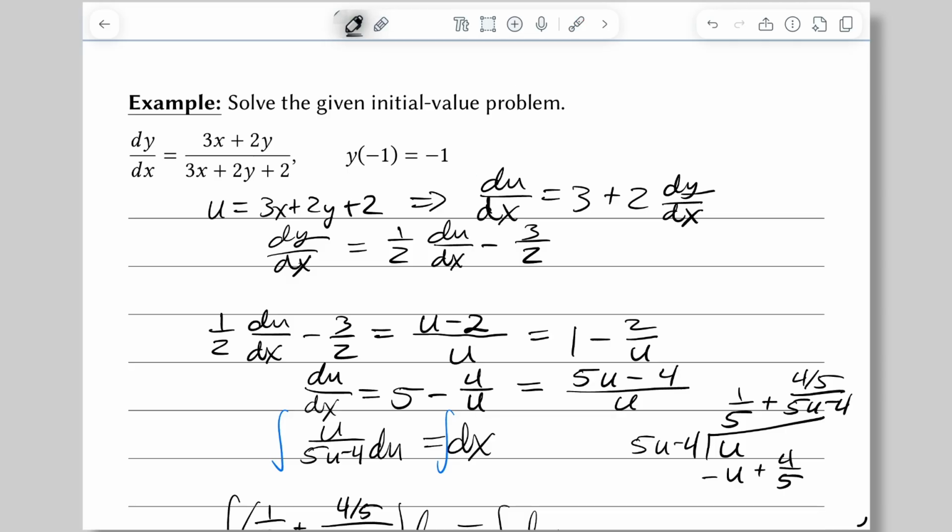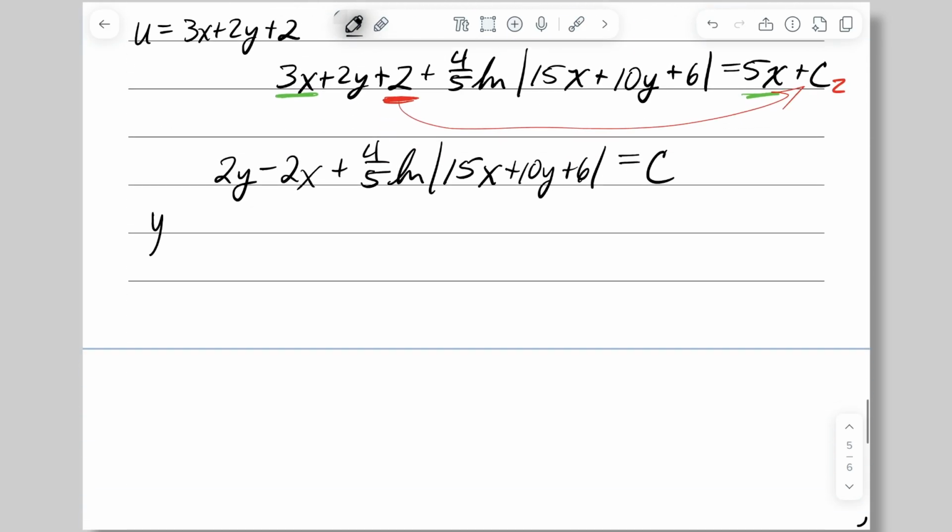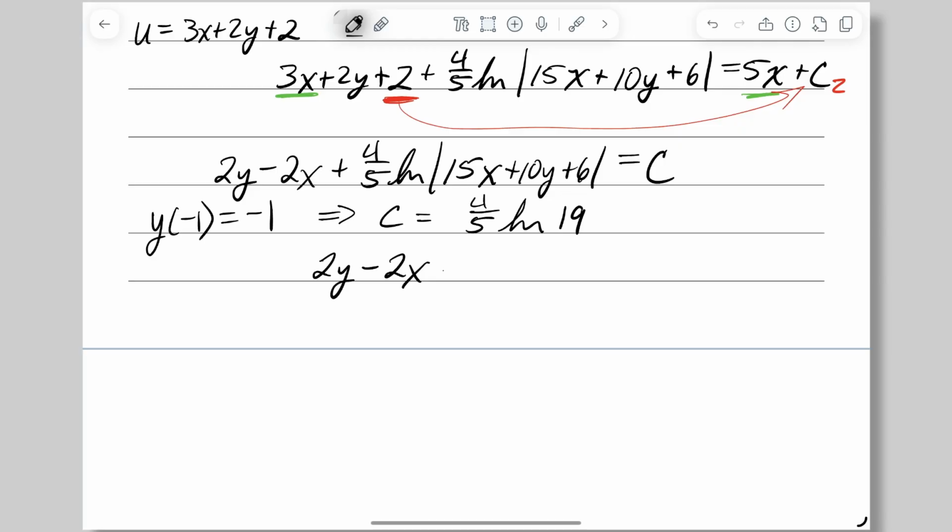We know that y(-1) is equal to -1, and that's going to give us that c is equal to 4/5 times the natural log of 19. Finally, our solution is 2y - 2x + 4/5 times the natural log of the absolute value of 15x + 10y + 6, are you tired of hearing that one yet, is equal to 4/5 times the natural log of 19.